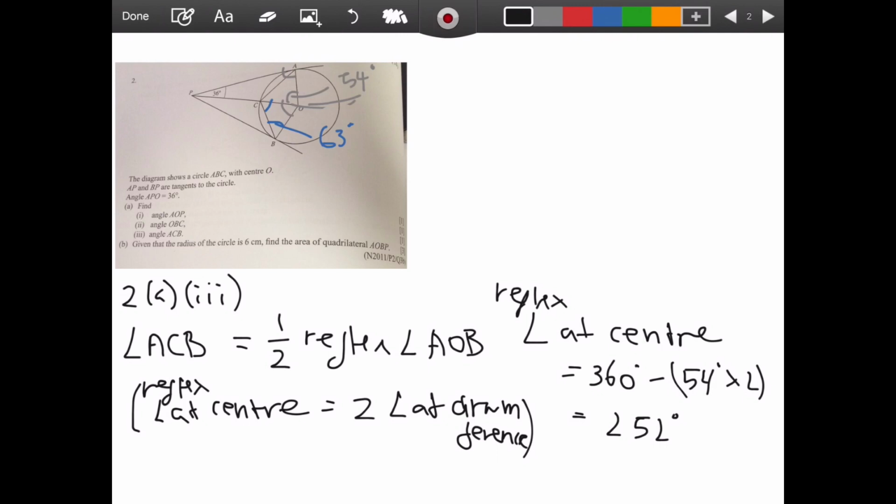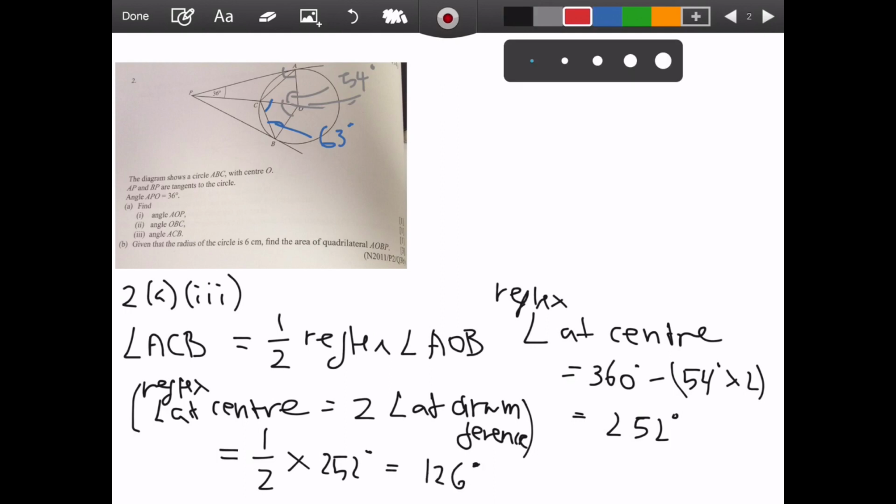Now we want to find out what is ACB. So for ACB, we just use half multiplied by 252 degrees. And what do we get? 252 divided by 2 is 126 degrees. Okay, so this is the answer: 126 degrees.